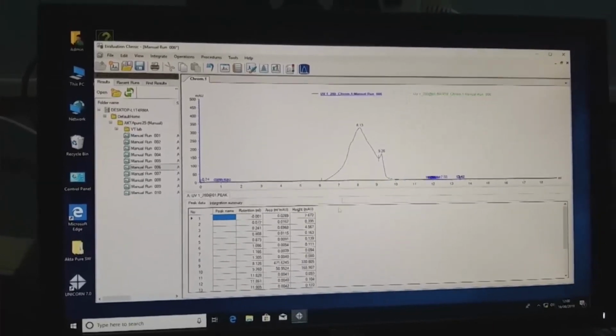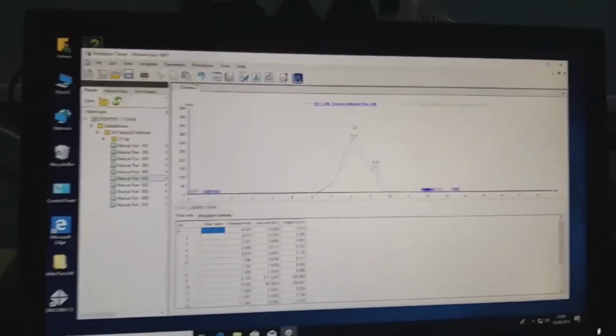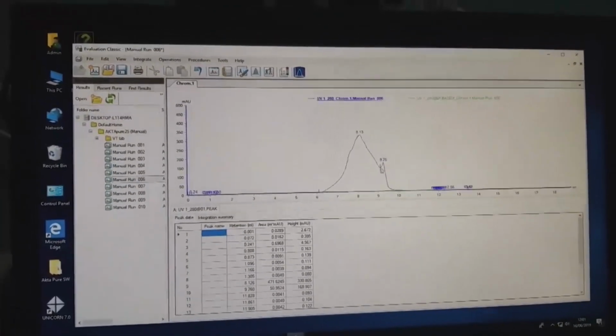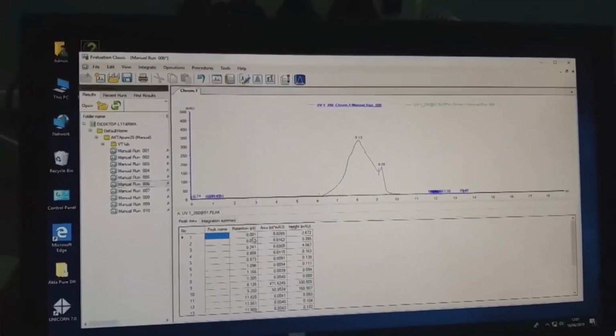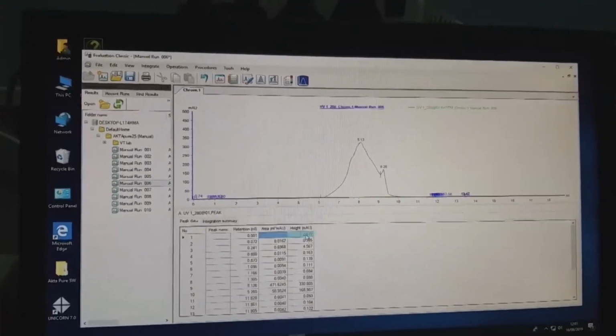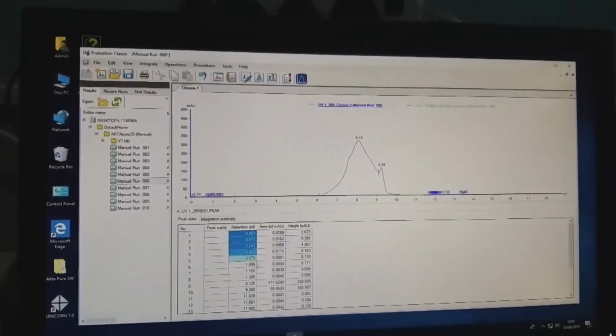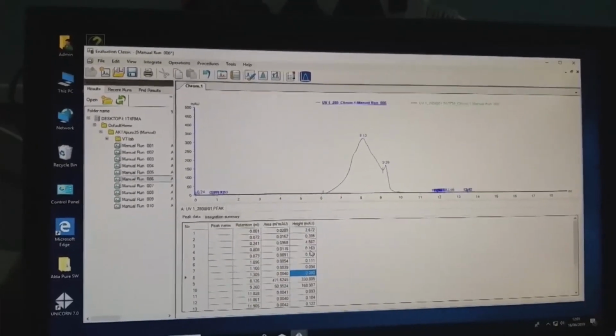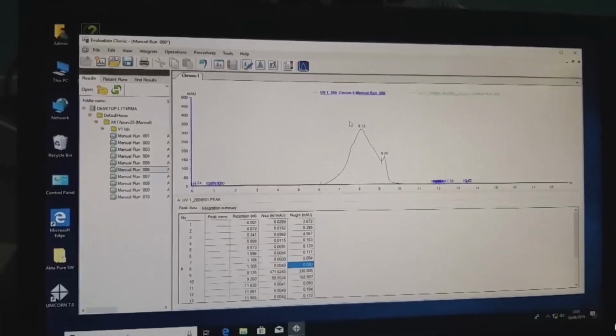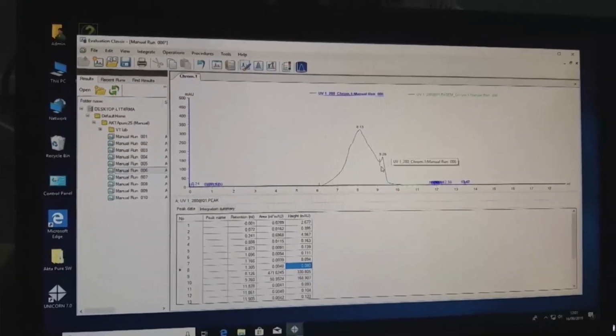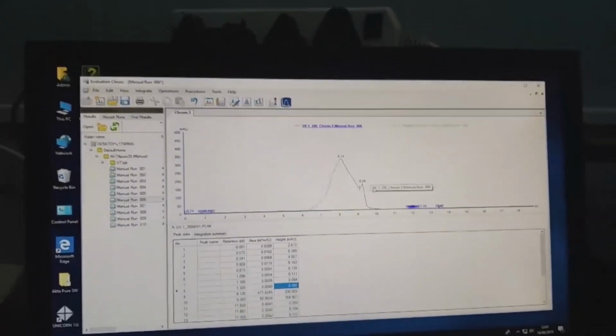As we can see, it gave the retention volumes of the peaks and also the area and height of the peak. These values can be used for constructing a calibration curve. This one belongs to blue dextran and this one is for BSA.